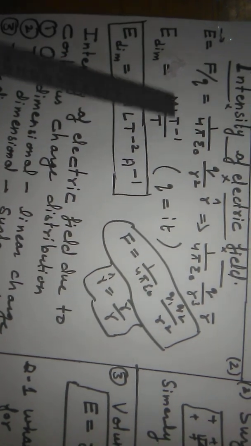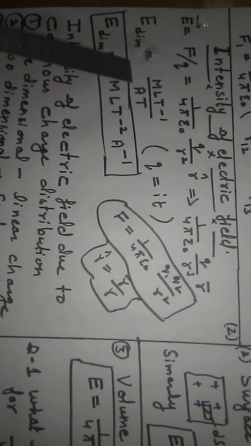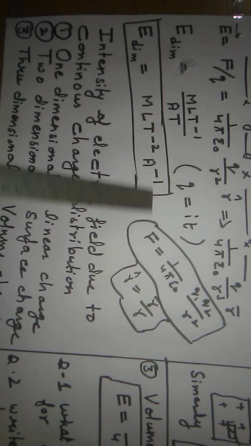About the dimension: we know the dimension of force is MLT minus 2. Putting the dimension of force and the dimension of charge, where A is the dimension for current, we get the dimension for electric field intensity.